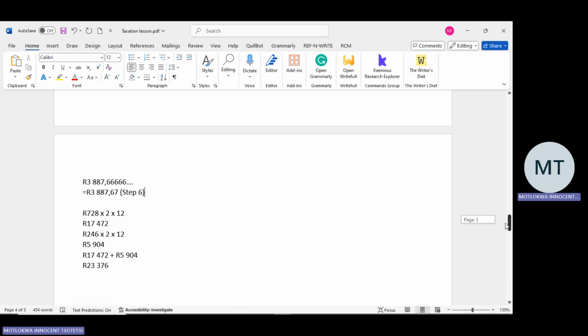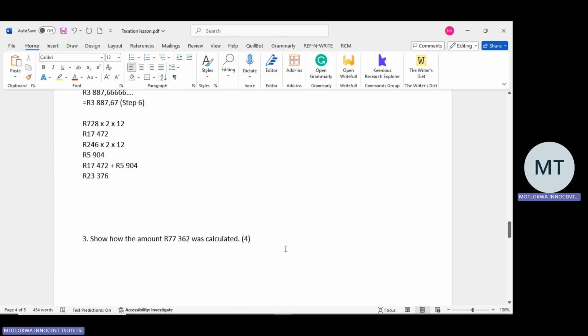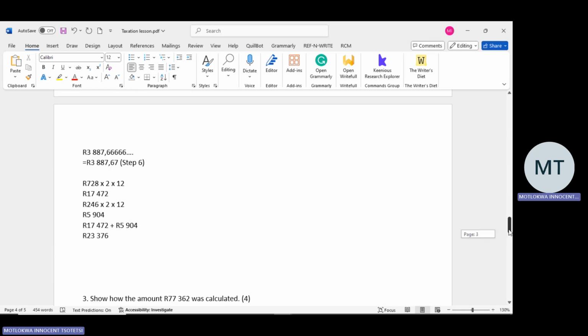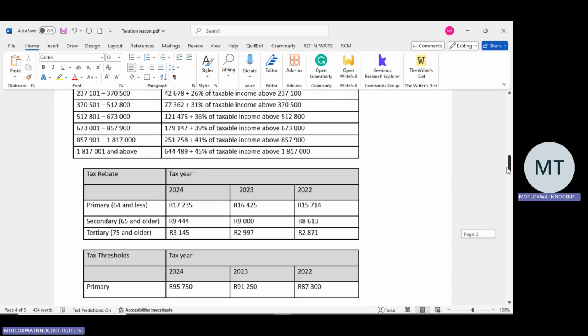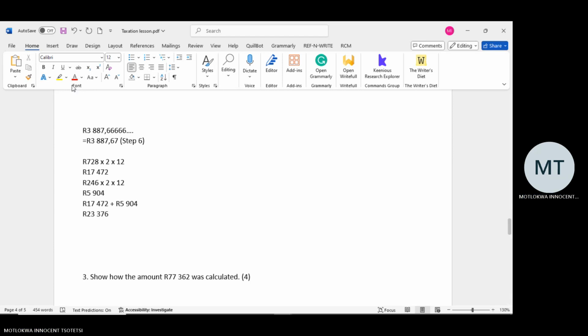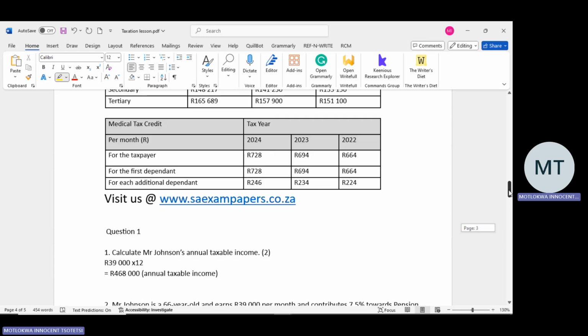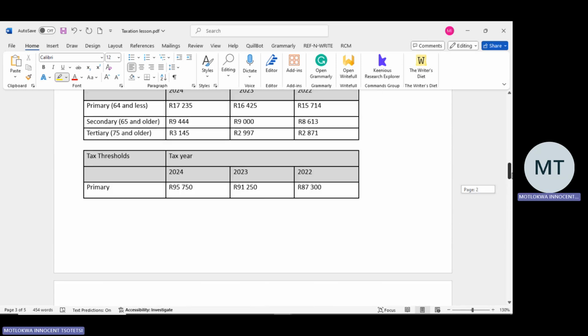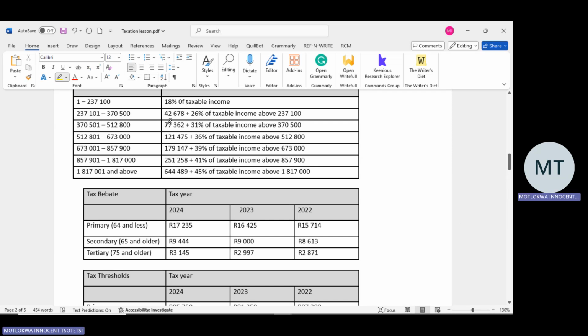Okay, so now we will move, guys, to question number 3, whereby they are saying, show how the amount of 77,362 was calculated. Okay, I'm going to highlight the amount so that you can see the amount that we are talking about. Okay, let me highlight. Here's the amount.